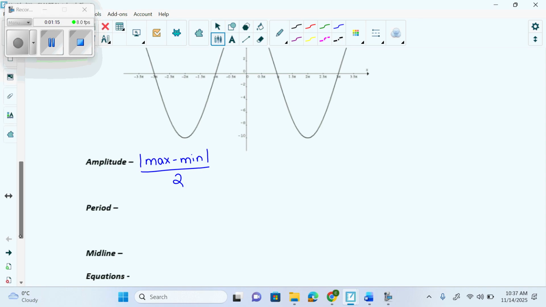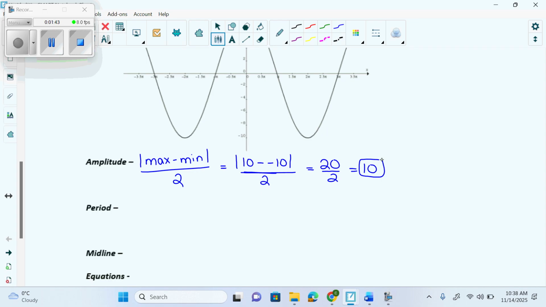All right. So this absolute value of max minus min finds that distance for you. So the absolute value of 10 minus negative 10 divided by 2. So this is going to be the absolute value of 20, which is 20 divided by 2. So my amplitude is 10. Okay?